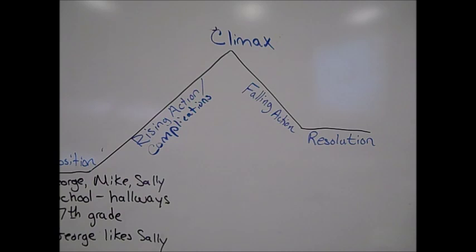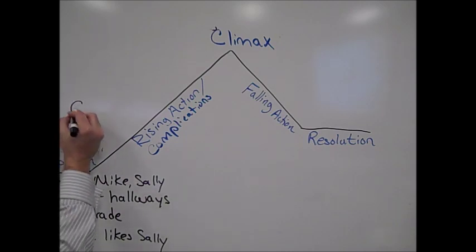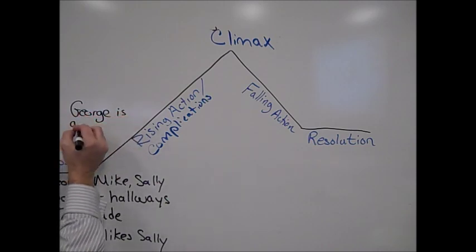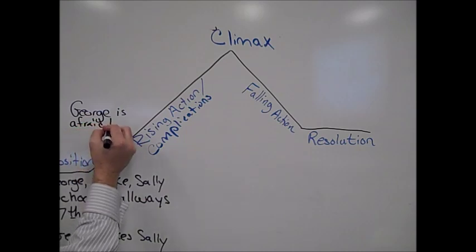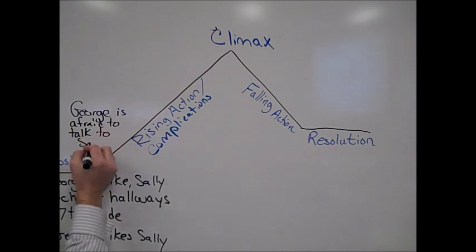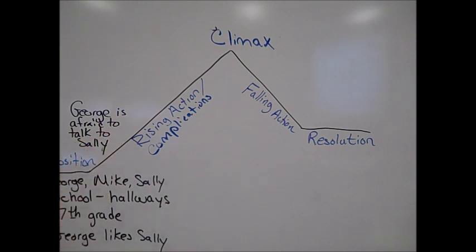And so the first complication in this event is that George is afraid to talk to Sally. This complication leads George to start brainstorming how he can solve the problem. His solution in this complication is to ask Mike, his best friend, to talk to Sally for him.